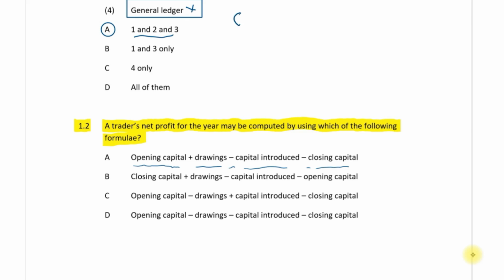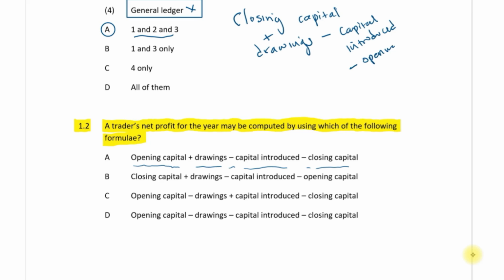The formula is that closing capital, there's closing capital, then to this you add drawings, then you subtract capital introduced. This is like, for example, in the course of the business, you have a business, then you get another 20,000 kwacha and add into the business. That is capital introduced. Then you are going to less opening capital. So there's a formula, it already exists.